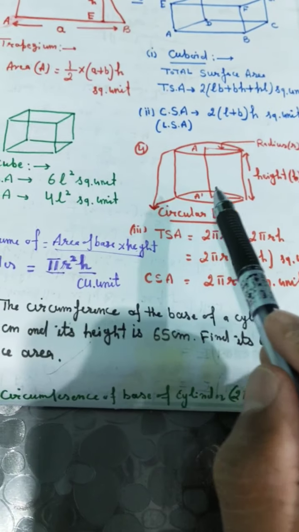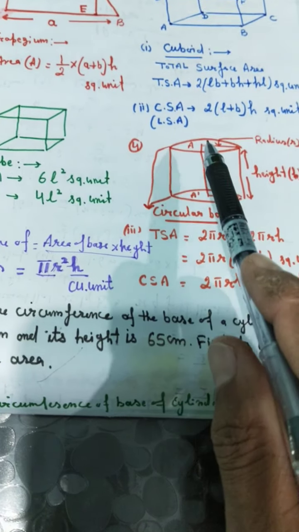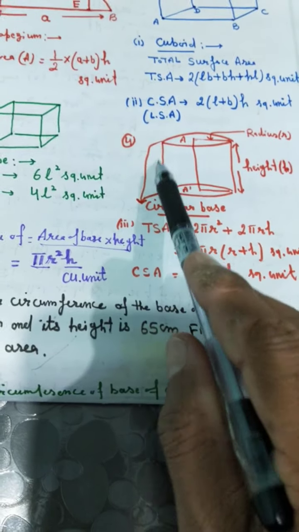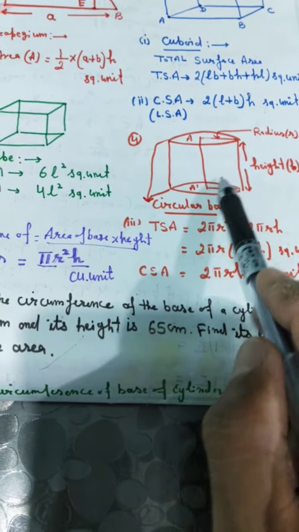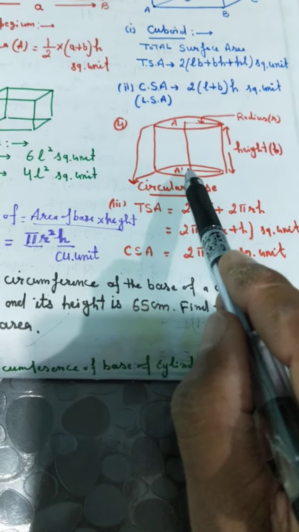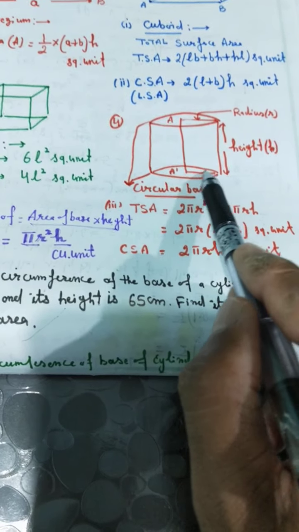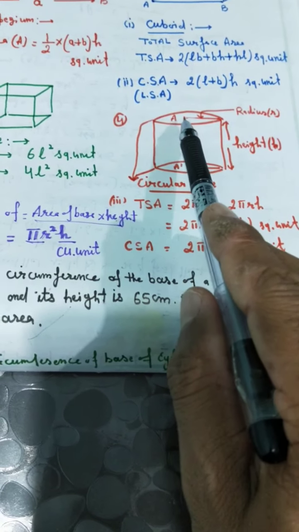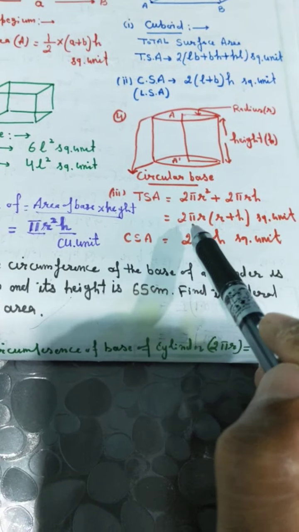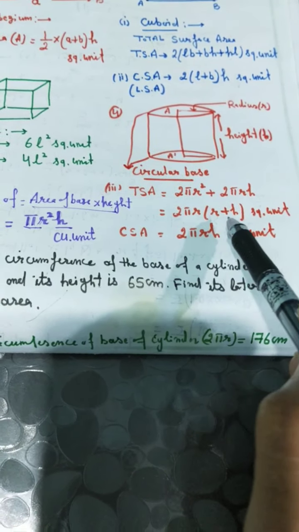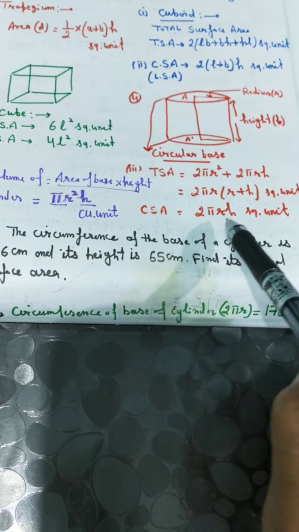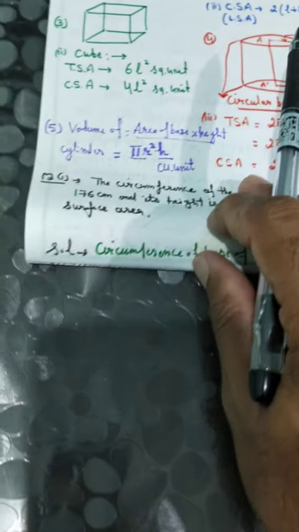Now, this is your right circular cylinder because it is perpendicular to its base. There are 2 circular bases and 1 curved surface. So the total surface area is equal to 2 pi r square plus 2 pi r h. 2 pi r square means the area of one circular base is pi r square, and for two it is 2 pi r square, plus 2 pi r h is your curved surface area. 2 pi r is common: 2 pi r (r plus h) square units, and the curved surface area or lateral surface area is 2 pi r h.